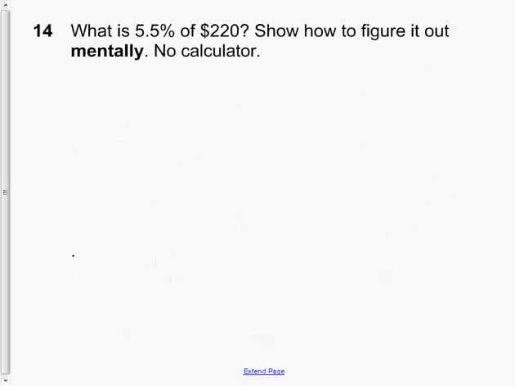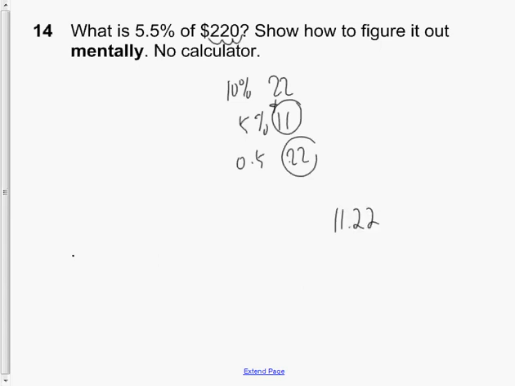Good gravy. Your next question says, what is 5.5% of 220? Use it mentally. So the first thing I do is 10% is $22, and 5% would be half of that, which is $11. 0.5%, we move it 3 places, is 22 cents. So therefore, the sum of this number and this number is going to be 5.5%, which is $11. No, I did that wrong, didn't I?